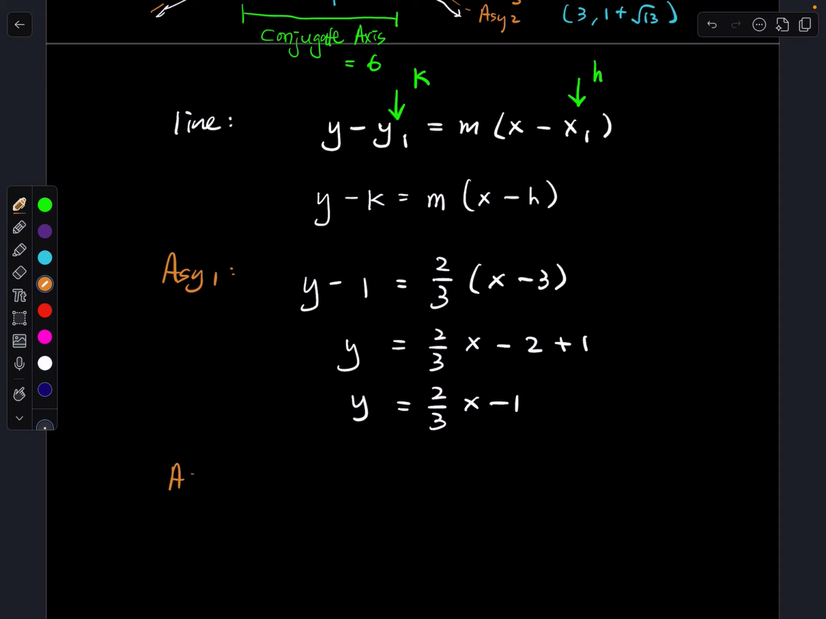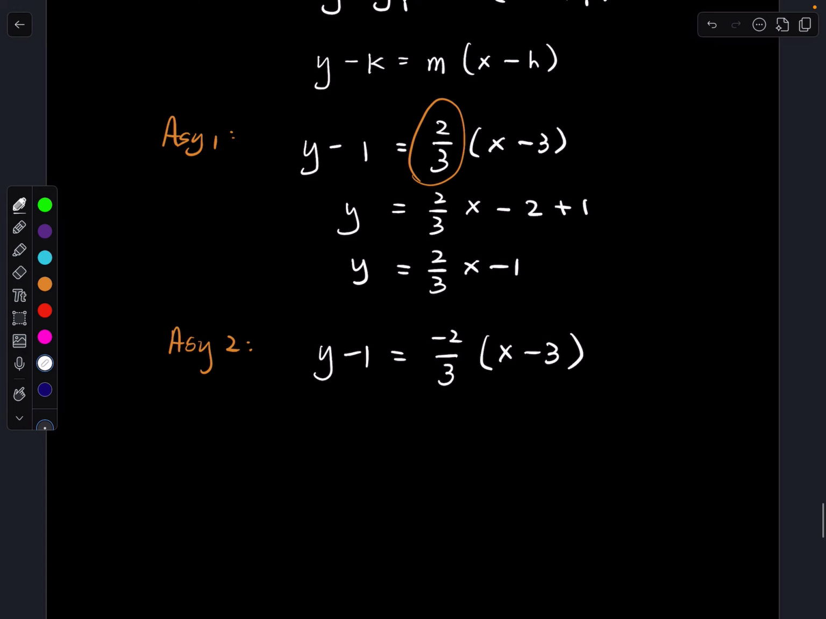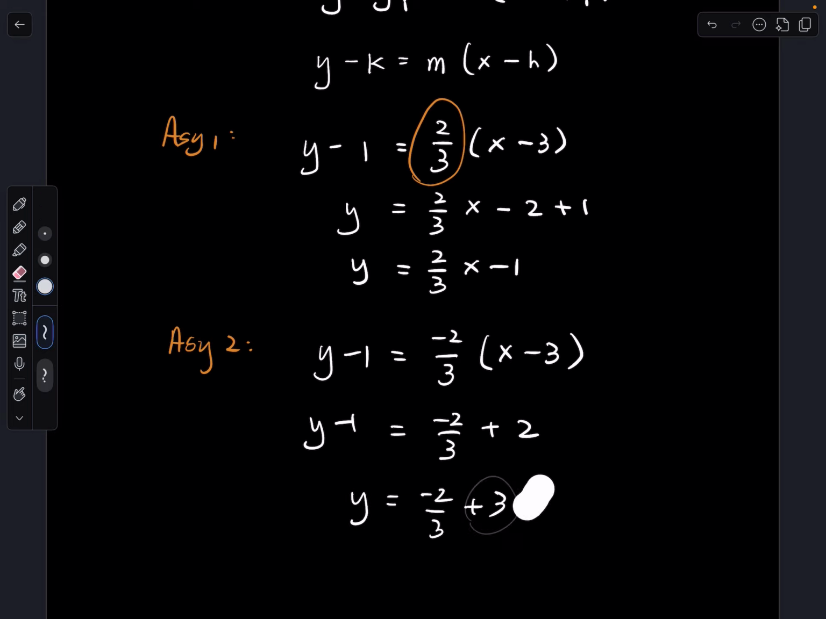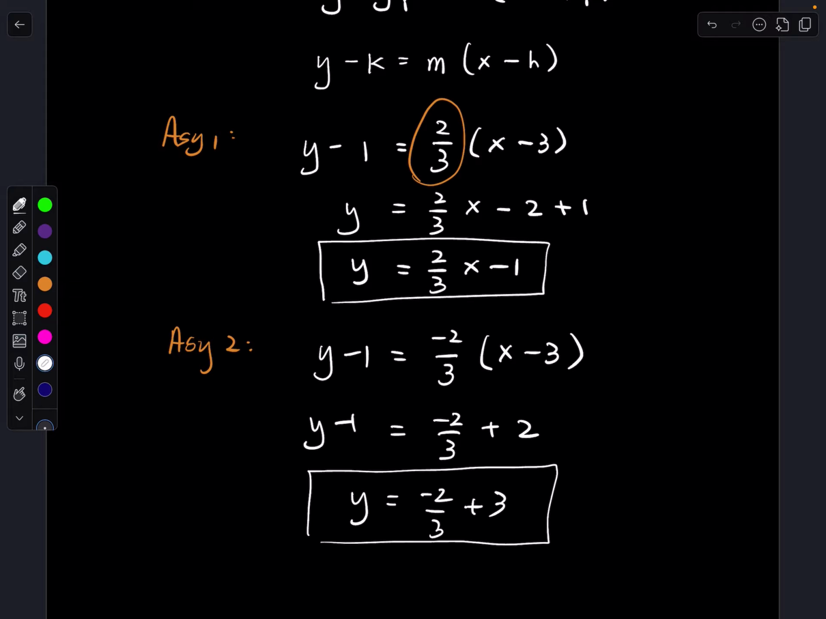Want to find asymptote number 2? All you've got to do is change your slope from 2/3 to negative 2/3. Now, that doesn't mean you can just make this a negative and call it a day. It doesn't work like that. You have to redo the whole process because the number will be different. We'll put negative 2/3 this time. The h, k will be the same as the top one. And again, if you want to solve for y, you simply do the distribution and add the 1 over. Again, notice the y-intercept is going to be different, so don't be lazy and just put the plus or minus in the front. You actually have to solve for the whole thing if you want to. So here's your asymptote 1 and asymptote 2.